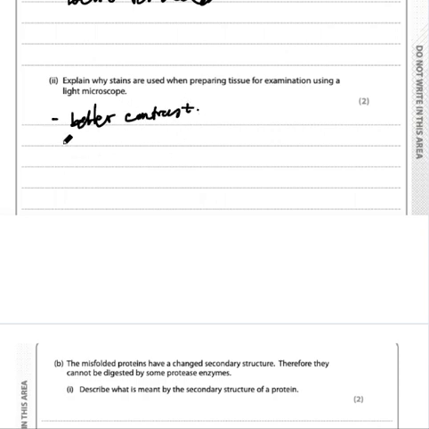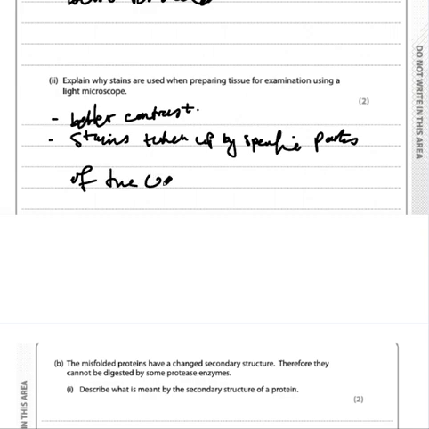And what that means is that stains will attach to specific parts of the cell. So stains are taken up by specific parts of the cell. And so what that means is that stains can be taken up by things that are inside the cell that won't always show, if maybe the clumps of protein are present.